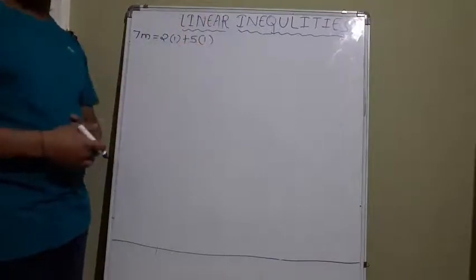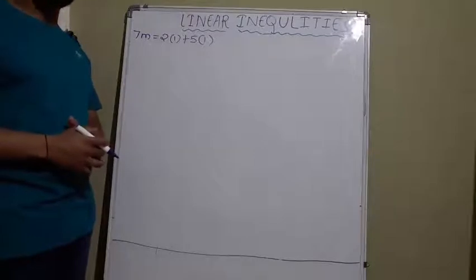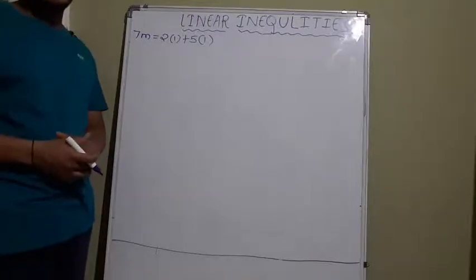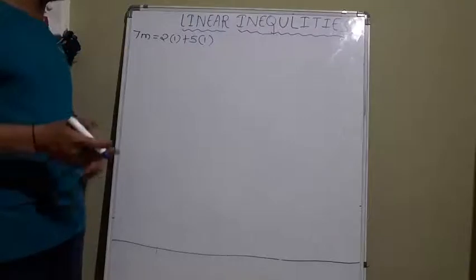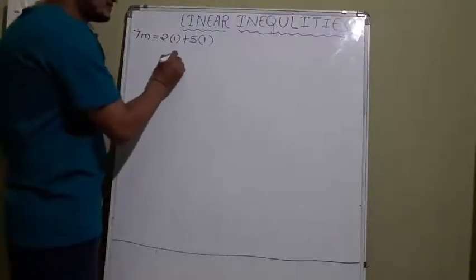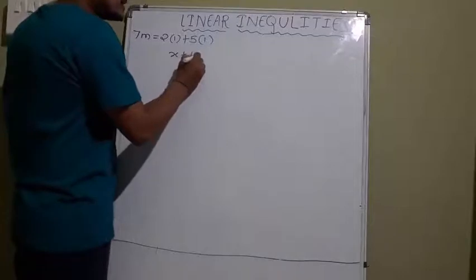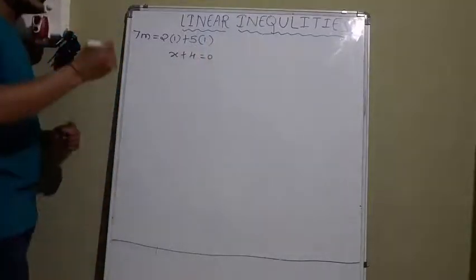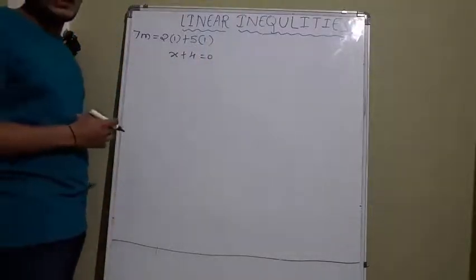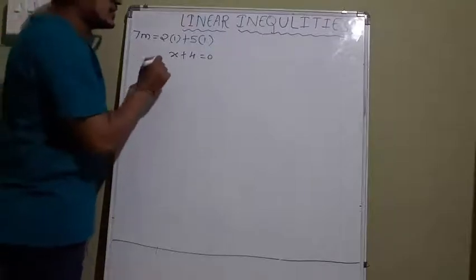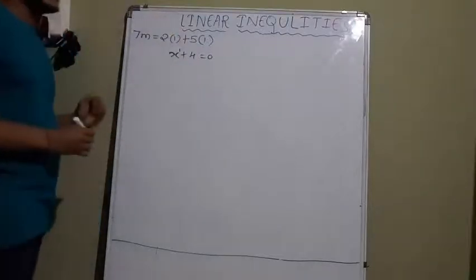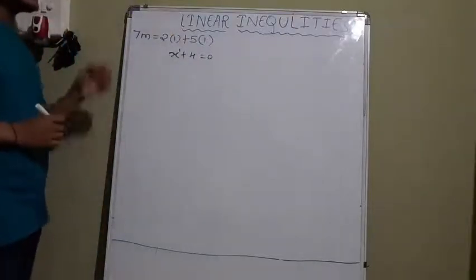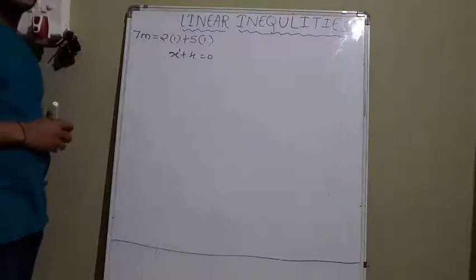So what is meant by linear? This definition of linear equation, I think you have studied in the 8th or 9th standard. Linear equation means what? Suppose I write x + 4 = 0. This is called a linear equation. How do we decide that it is linear? Because in this equation the variable is x, whose power is 1. So this equation is called a linear equation.